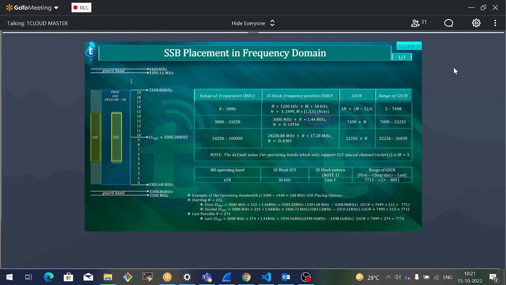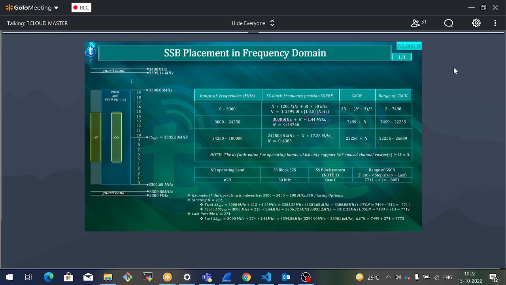What is this 1.44 megahertz? What is the significance of it? When mobile equipment is searching for the SSB in the frequency domain, it needs to search by itself where the SSB block is located. Every time in the 3 gigahertz band, it would filter a 1.44 megahertz subband. It will filter and decode all the symbols in that 1.44 megahertz, and from the decoded symbols, it would see if it can find the SSB block or any PSS symbols in that 1.44 megahertz. That means the search would always be conducted every 1.44 megahertz.